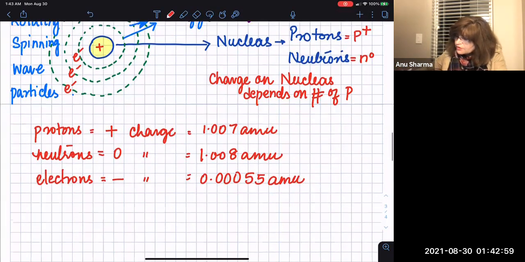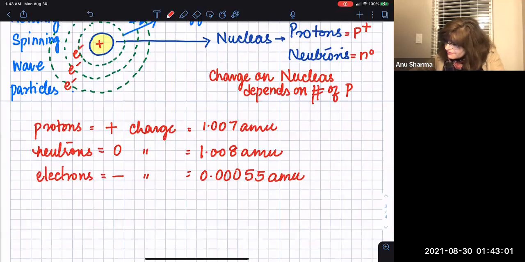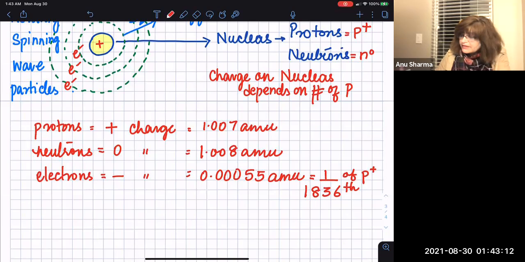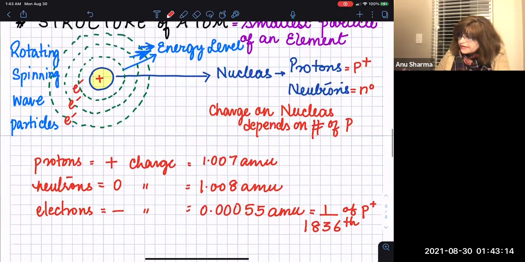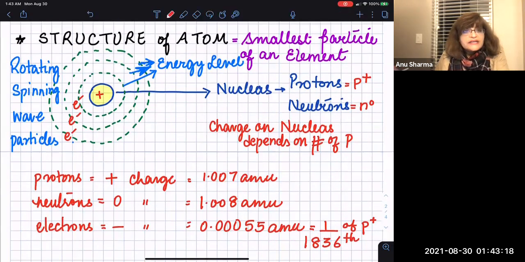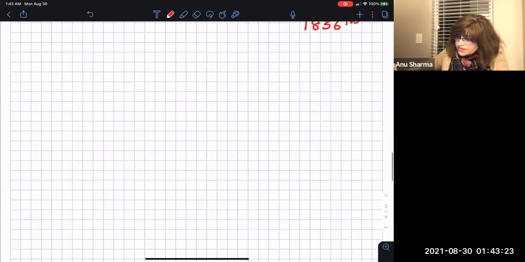But at the same time, you can also look at it that this is equal to 1/836 the size of protons. So really tiny, right? Practically negligible size. Yet the main bulk of the atom is in the center, in the nucleus.